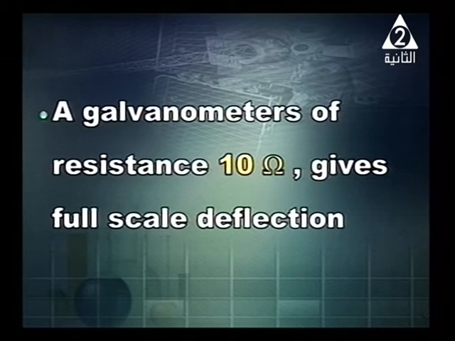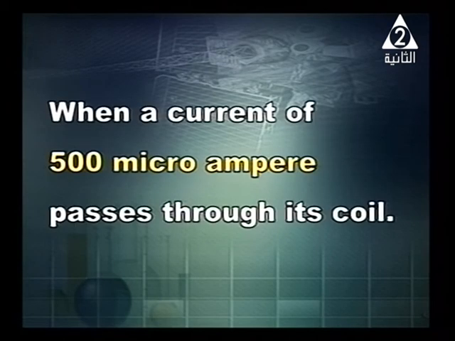And now we've got a problem: a galvanometer of resistance 10 ohms. So Rg is given to be equal to 10 ohms. It gives its full scale deflection, Ig, when a current of 500 microampere passes through its coil. This is Ig. 500 micro should be converted into ampere, multiplied by 10 to the power of negative 6. So the device gives its full scale deflection when a current of 500 microampere passes through its coil.